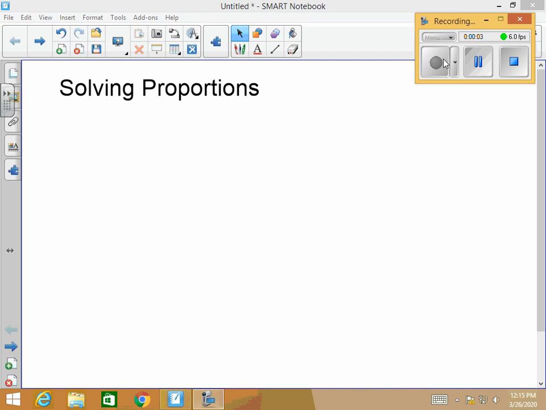Okay, so today we're going to be solving proportions. Basically what we're saying is as one value increases, the other value increases proportionally, or at the same rate. And we've got to find that rate or how that works.